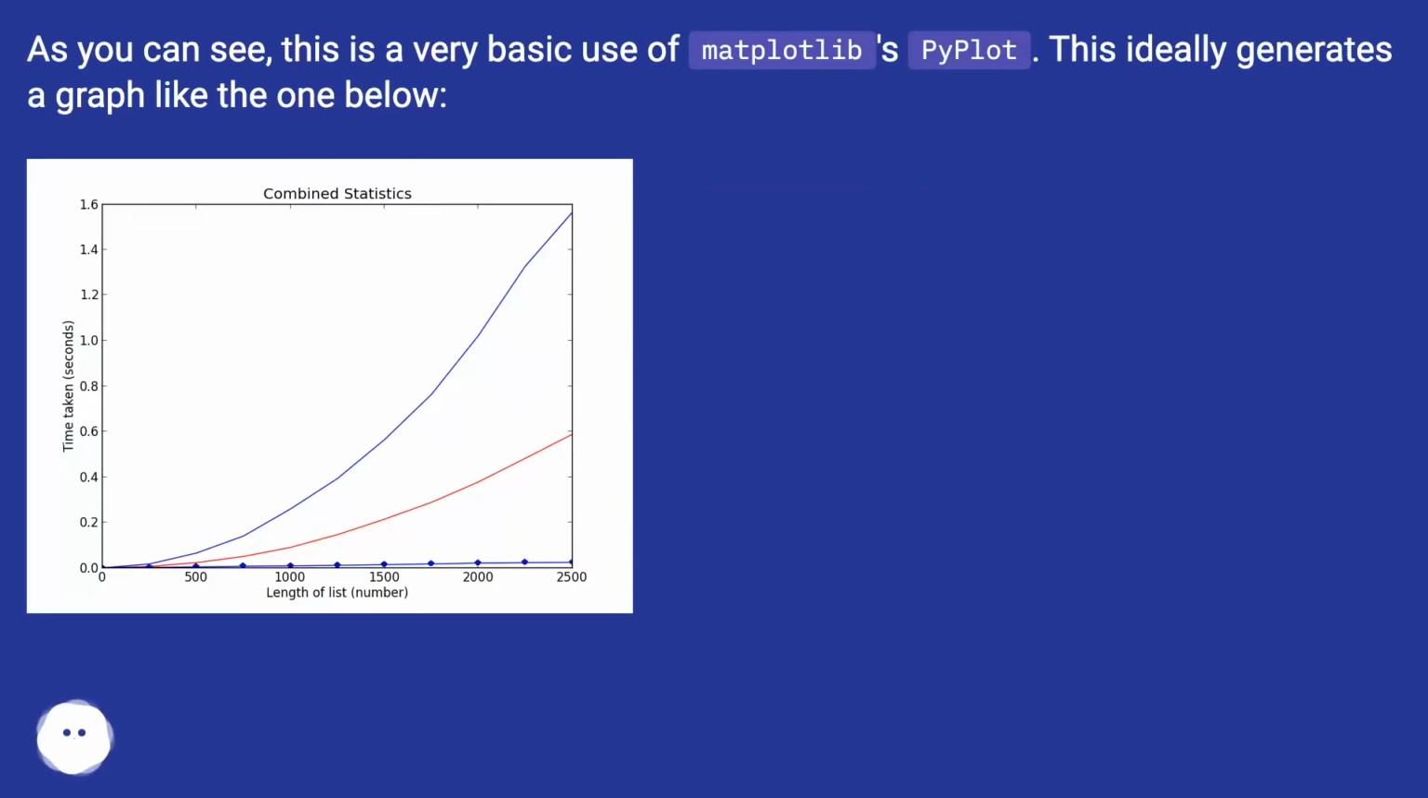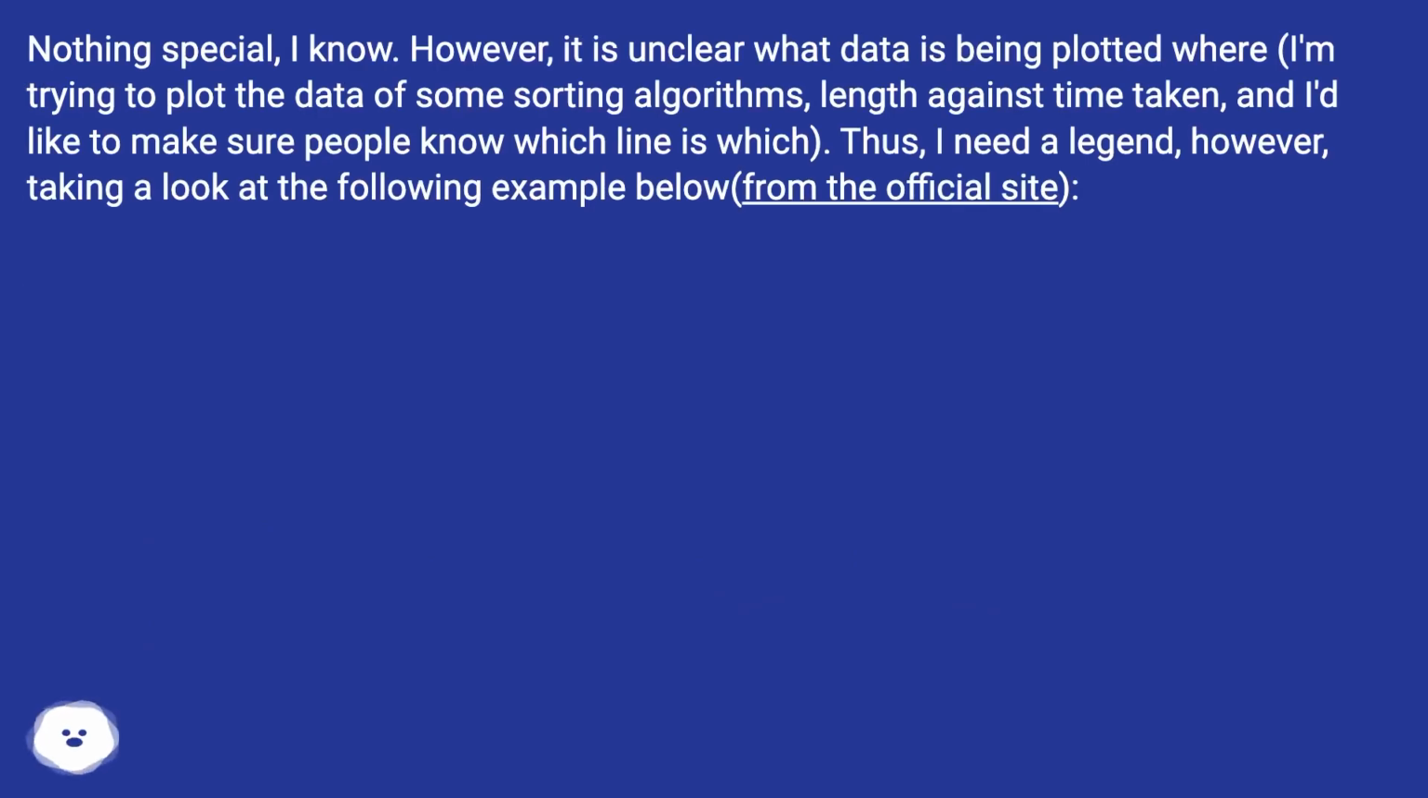As you can see, this is a very basic use of Matplotlib's PyPlot. This ideally generates a graph like the one below. Nothing special, I know. However, it is unclear what data is being plotted where. I'm trying to plot the data of some sorting algorithms, length against time taken, and I'd like to make sure people know which line is which. Thus, I need a legend.